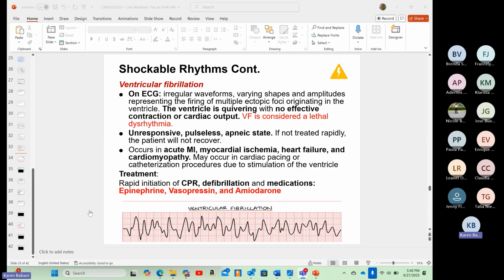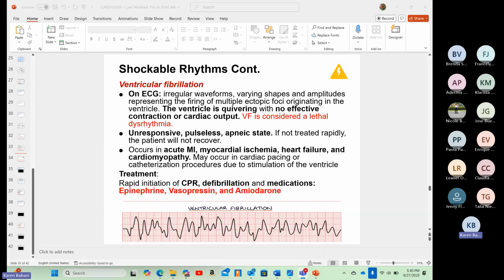All right. Are you guys good on the CPR, or do we need to go over CPR? I think we're good on that. Okay, very good. So initiate CPR, defibrillate, and give medications.